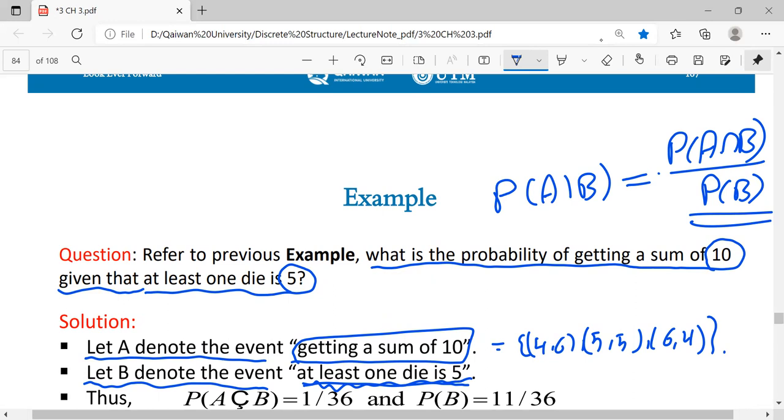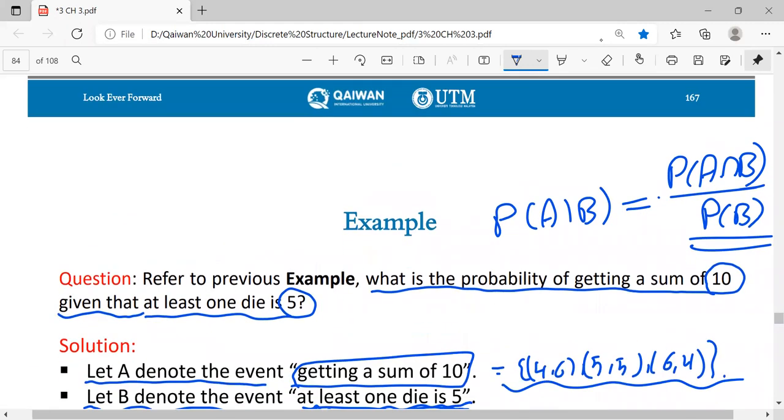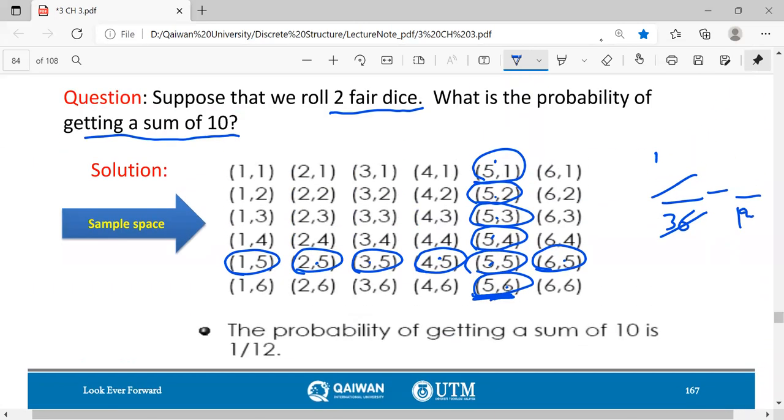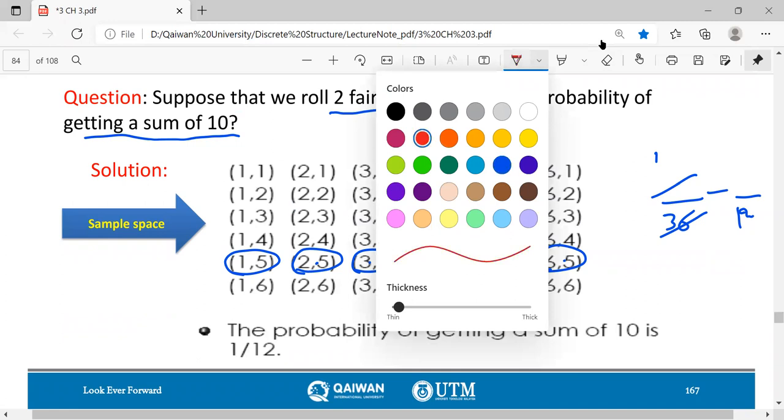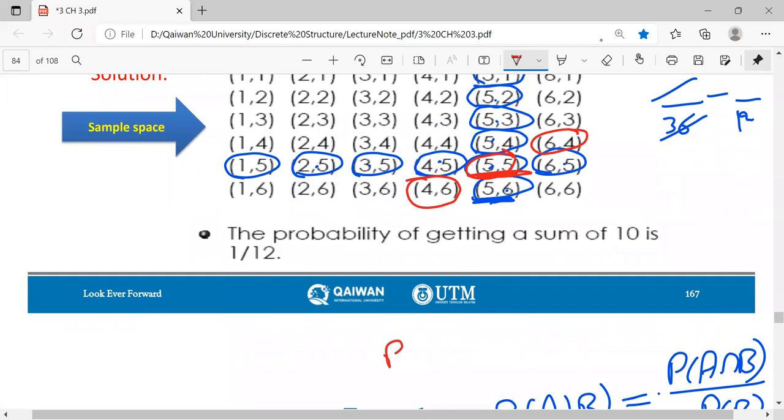Let's find them both. First, we should find A intersection B. This is event A, and event B are these elements which I mentioned. So what's the intersection between these and these elements? Let me use another color. The red one is event A and the blue one is event B. The intersection of events A and B is only one element. It's only 5 and 5. We have only one intersection member of events A and B. That means the probability of A intersection B.